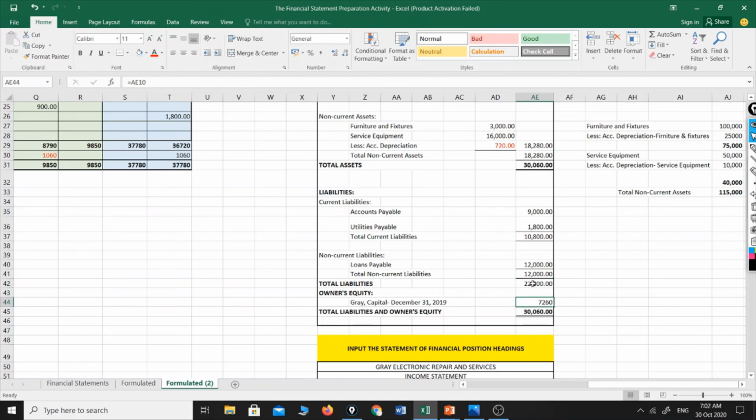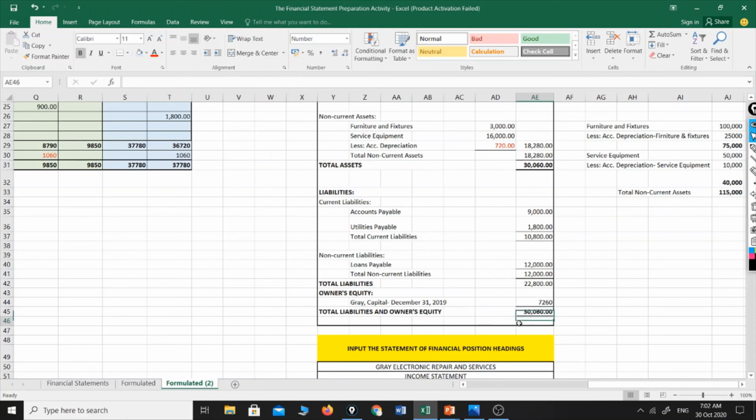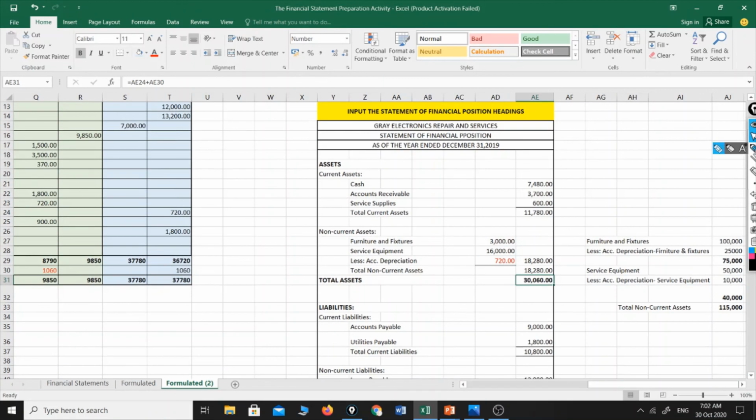So total liabilities 22,800 plus the owner's capital ending 7,260. So our amount is 30,060. So we double rule this one, meaning it is equal to our total asset, which is still 30,060. Okay, so this is a report format of a statement of financial position.